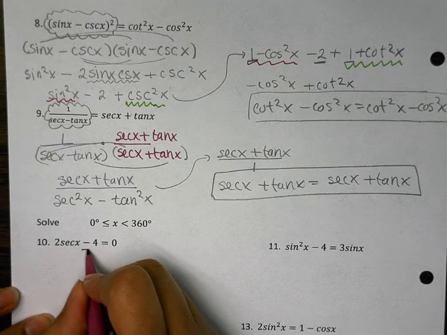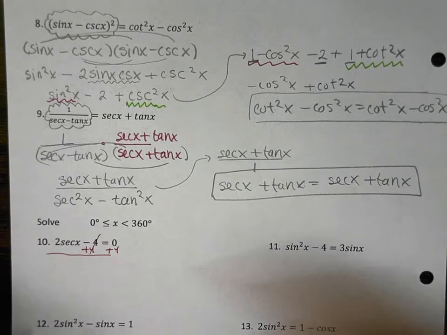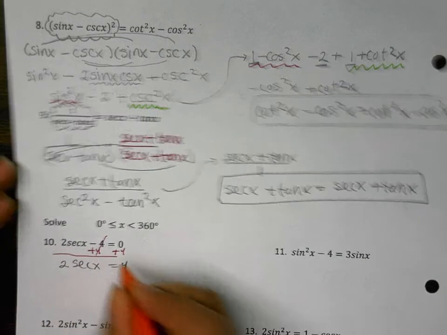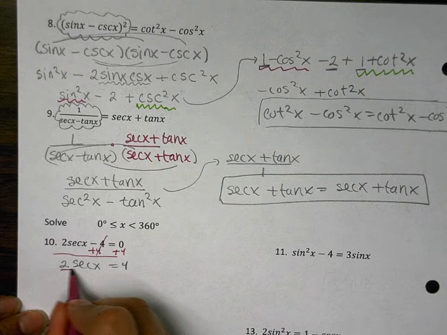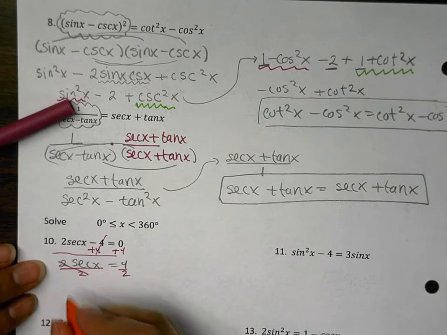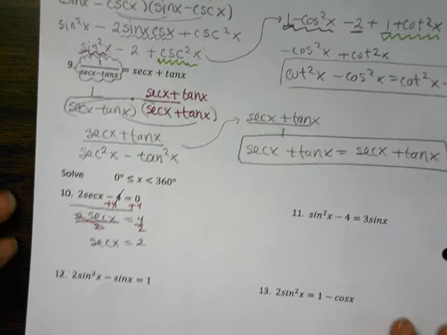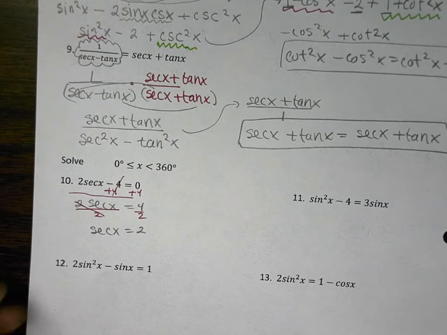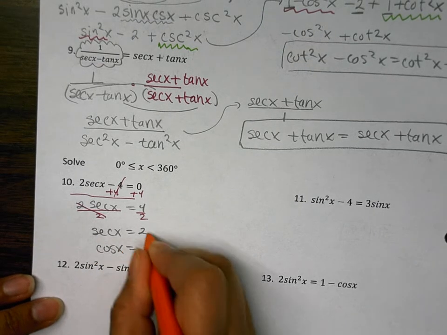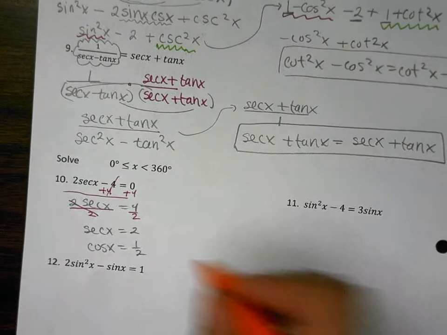What do I add to both sides on this one? 4. And after I add the 4, you're going to do what? Divide by 2? 2 secant x equals 4. She said divide both sides by 2. What does secant x equal? If you don't like working with secant, take the reciprocal of both sides. What's the reciprocal of secant? What's the reciprocal of 2?